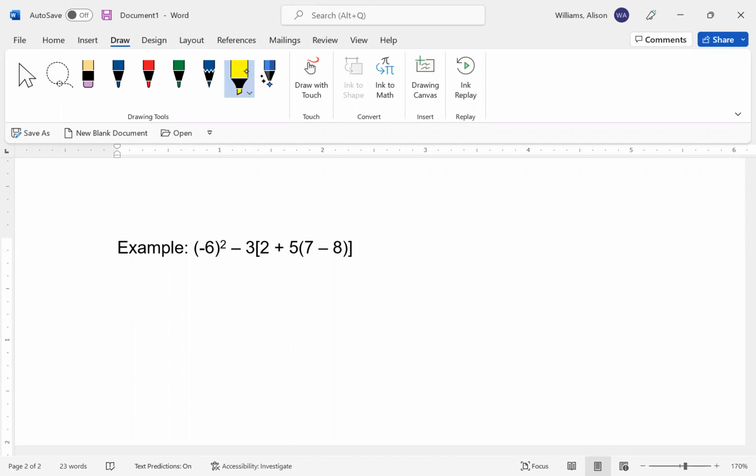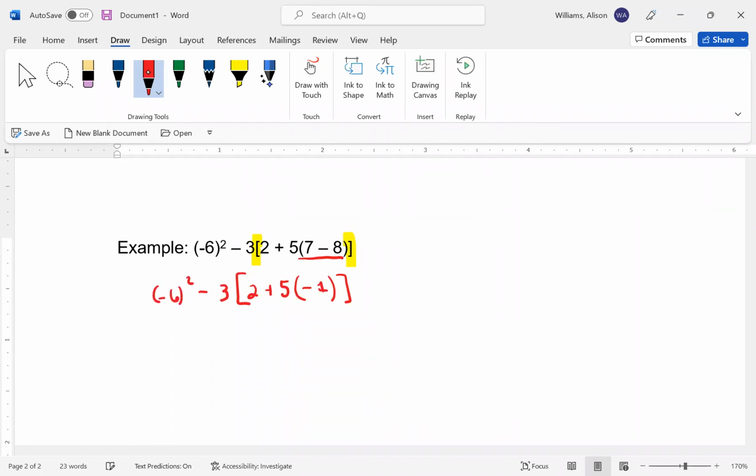Now, bracket is a set of parentheses. So I'm going to look at this bracket here. And inside the bracket, I'm going to do order of operations, which means I'm going to look at this parenthesis right here. So that's where I'm going to start. 7 minus 8, which is -1. I'm going to hang on to that parenthesis because there's a 5 out there next to it. So that's going to be multiplication. Rewrite the bracket and then the 3 and the minus and the -6 squared.